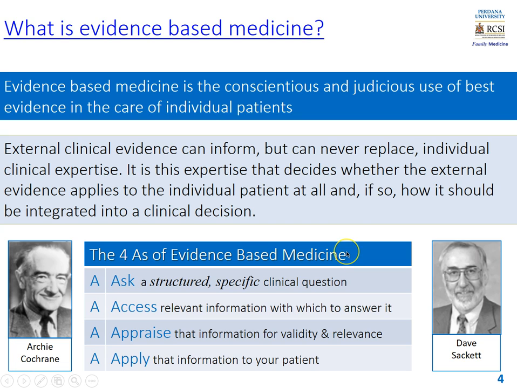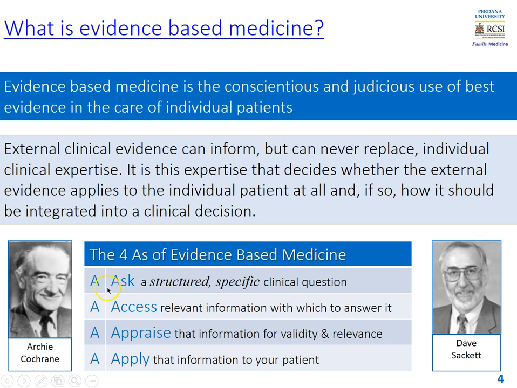These are the 4 A's of evidence-based medicine: ask, access, appraise, and apply. So you should ask a structured, specific clinical question. By that we mean, don't just simply ask, is trimethoprim better than nitrofurantoin in treating urinary tract infections? You have to define what you mean by better. Be specific. So does it lead to, for example, earlier resolution? Does it lead to reduced need for reconsultation? Does it lead to reduced need for analgesia in women with urinary tract infection?